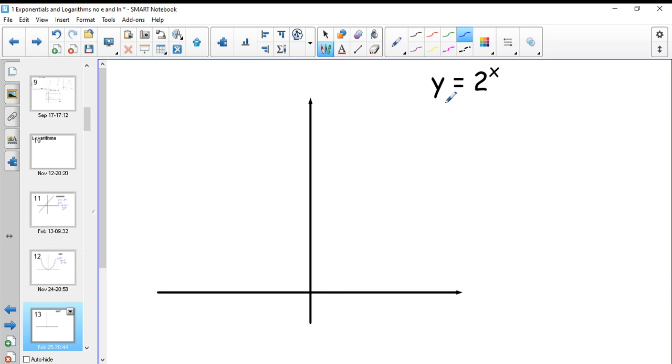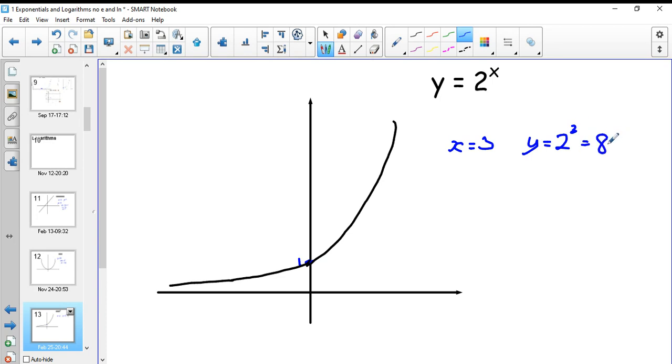Now, if we consider y equals 2 to the power x, so I'll just sketch that. We know it goes through 1. So that's going to look like that, converging to the x-axis, and then going through 1. Now, when we are told an x value, let's say x equals 3, then we can work out the y value by saying it's 2 cubed, which is 8. Okay. But what happens if we are told what the y value is?